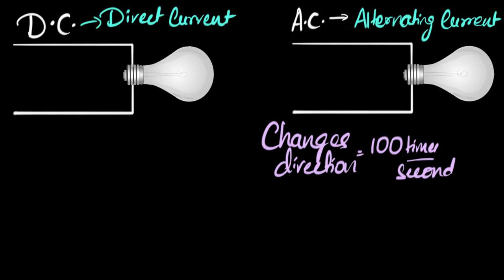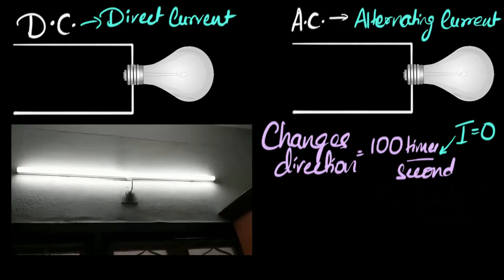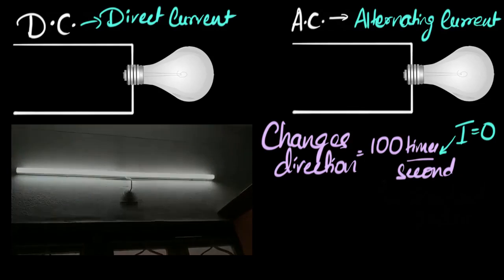All right. And that means the current goes to zero 100 times in 1 second. And therefore, when the current goes to zero, that means our filament will cool down about 100 times a second. And as a result, we'll see the bulb dimming and then coming back up about 100 times a second. And of course, something very similar is happening with the tube light. It's flickering because of the alternating current.